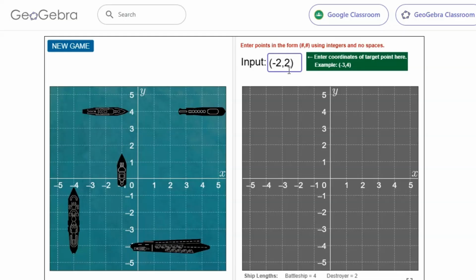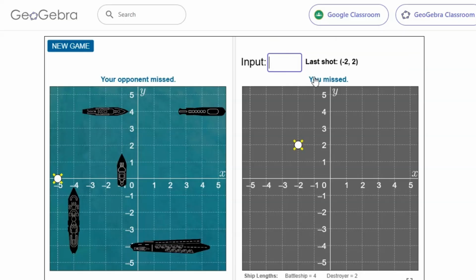The parentheses and the comma, it's important, guys. It's not going to allow you if you don't put the parentheses. That's also useful, so you are going to remember how to write the coordinates. And you enter. I missed. So the enemy doesn't have a ship there. And notice that it also appears something like that in your own field. Your opponent also missed. And then you have a chance to go again.